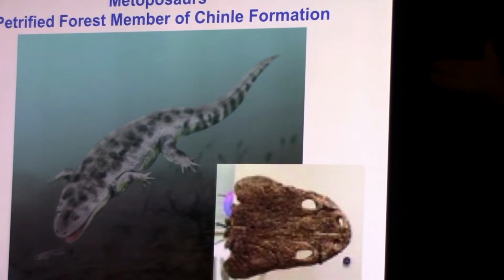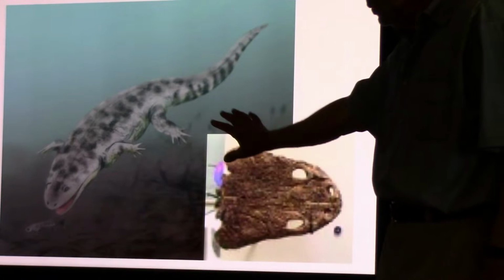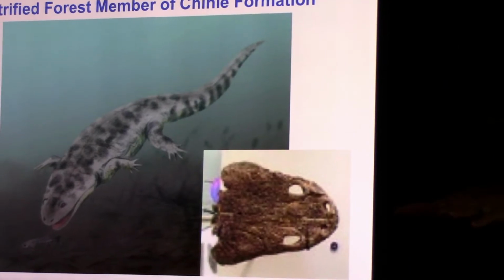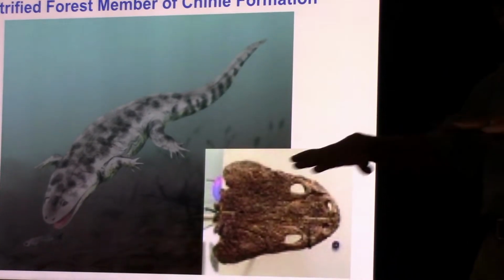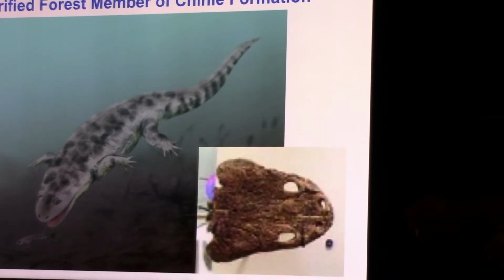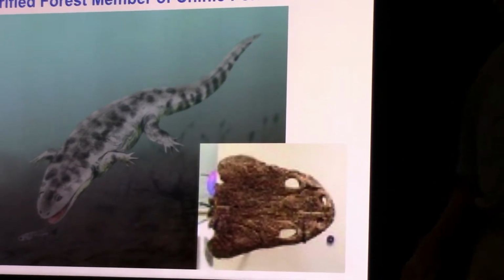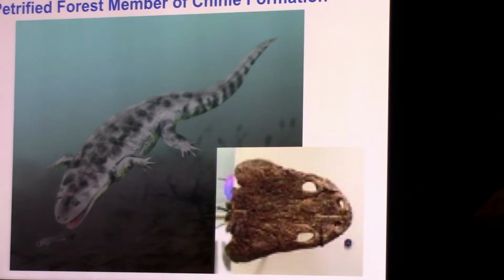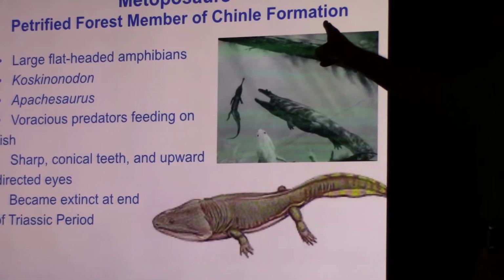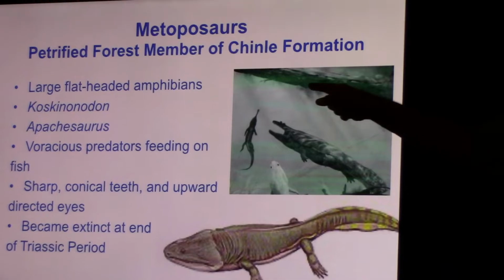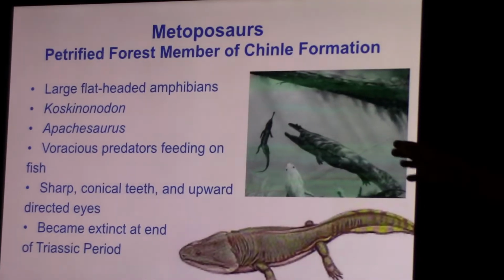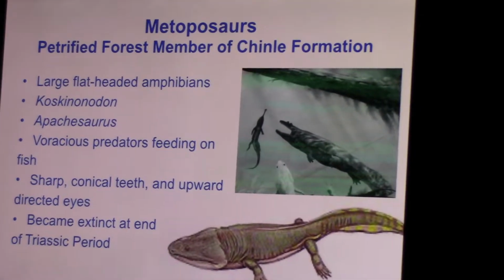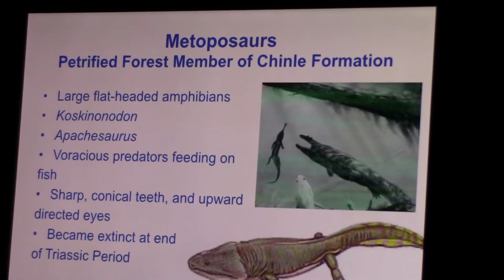Next slide. So what is a metoposaur? This is a metoposaur. It's sort of like a crocodile, and it lived on the bottom of the Triassic swamps and lakes, especially the lakes. And then something goes above it. Its eyes were in the top of its head. Go up and grab it. Next slide. So here's Metoposaurus, Petrified Forest member of the Chinle Formation. Large, flat-headed amphibians, voracious predators feeding on fish, with sharp conical teeth and upward-directed eyes. They became extinct at the end of the Triassic period.